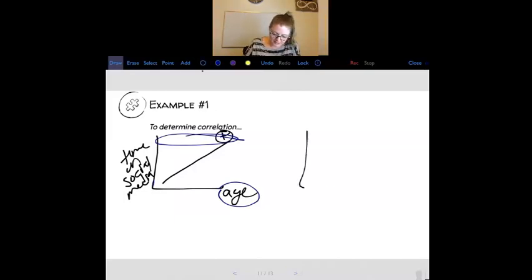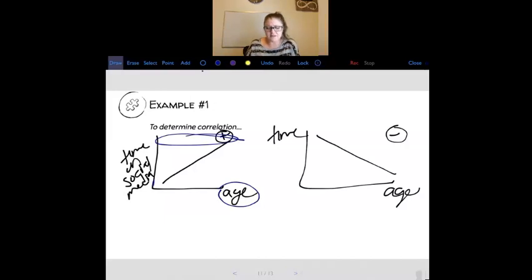Next, let's talk about negative correlation. So we have age and we have time. And if it's negative correlation, our line of best fit, or our line through the data points, would look like this. So what this graph is saying is that as age increases, time on social media decreases, meaning older people don't spend as much time on social media. And if there's no correlation, the points are just all over the place.